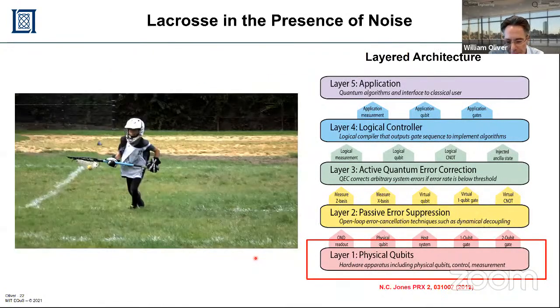We'll start with the physical layer. And so this person here wasn't very happy when I asked him to do this because he's going to show you how not to play lacrosse. Lacrosse has this stick, and as you know, there's a ball, and you want to keep the ball in the basket while you run down the field.